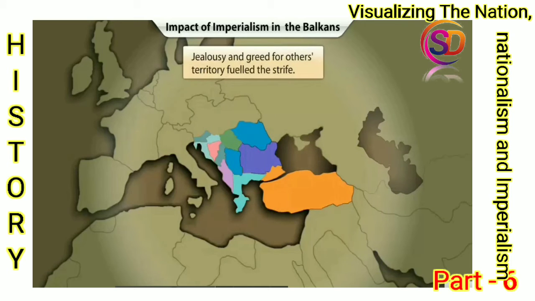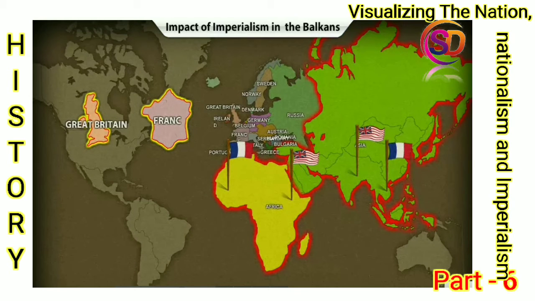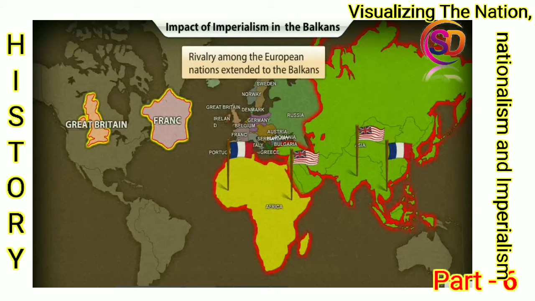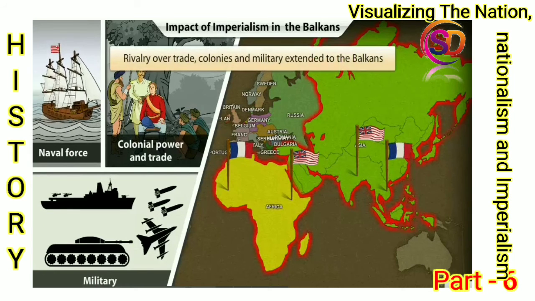Jealousy and greed to gain more territory from each other were the main cause of strife among the newly formed nations. Matters were further compounded when the rivalry between the big European powers extended to the Balkan states. The intense rivalry among the big European powers over trade, colonies, naval and military power now included stopping the other powers from gaining more control than them over the Balkans.